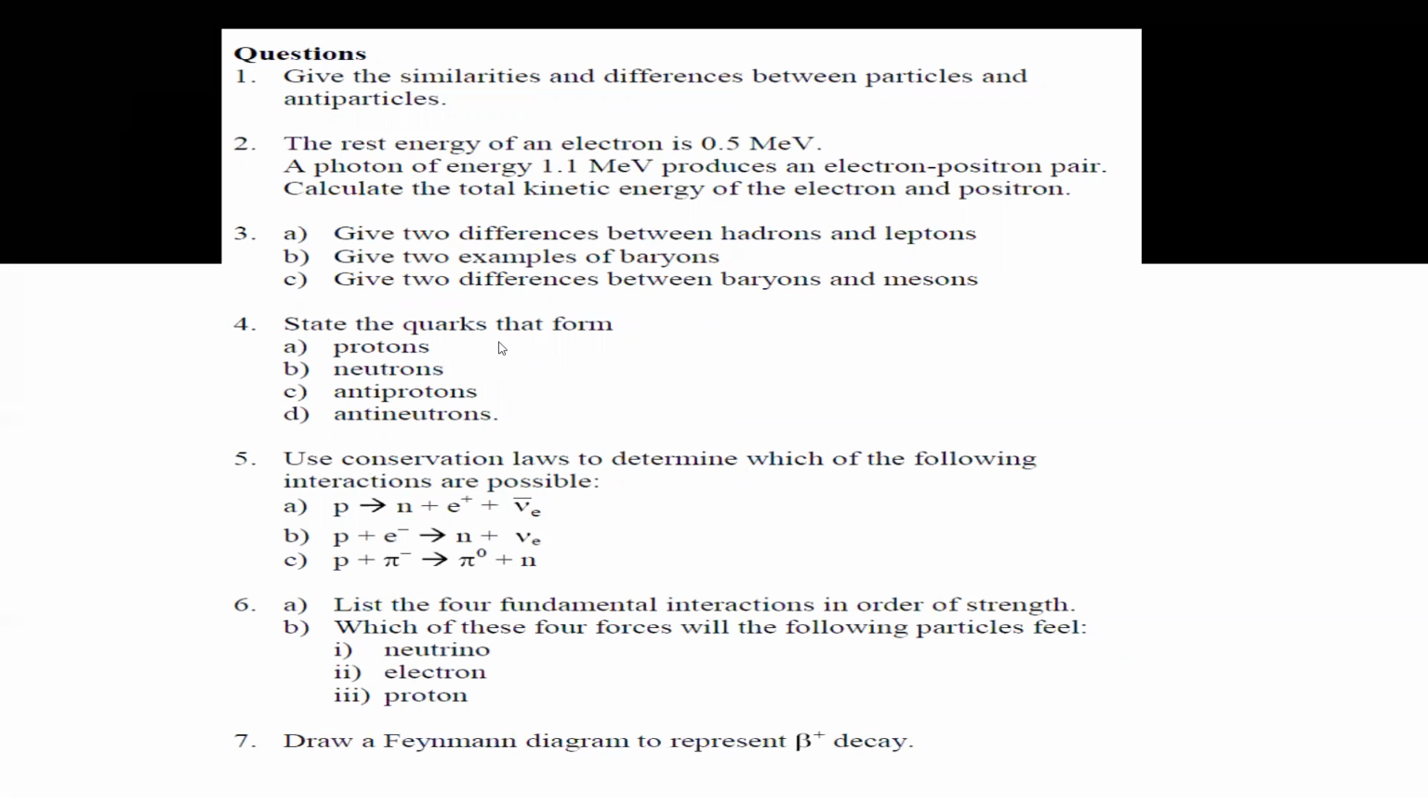Then state the quarks that form a proton. The quarks which form a proton will be up, up, and down. And for a neutron, it is up, down, down. For an anti-proton, all the anti-particles will be there: anti-up, anti-up, and anti-down. And for an anti-neutron, it will be anti-up, anti-down, anti-down.